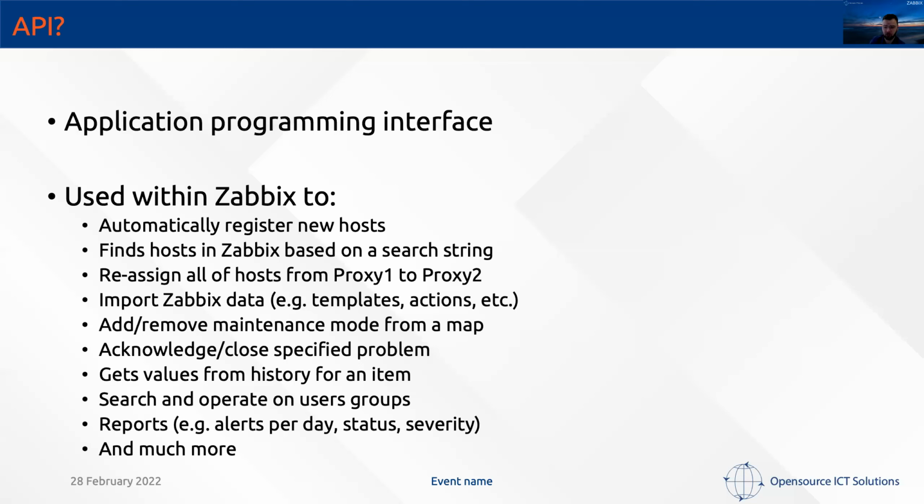We can acknowledge or close specific problems, get values from the history as we see them in the database. It's not recommended to do actual database queries for things like that, but always to use the API. We can search and operate users and user groups, and we can even create our own customized reporting from the API. And of course, that's not all. That's just some examples of how we could utilize that API to start building things.